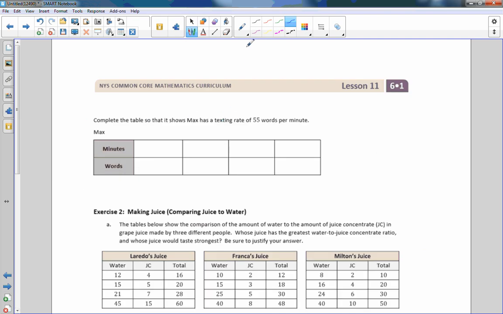Complete the table that shows Max's texting rate of 55 words per minute. So if it's 1 minute, 55 words. Add 1, add 55. 1 times 2, 55 times 2. Either way we look at it, we get the same value. And then 1, 2, 3, add 1, add 55. 110 plus 55 is 165, which is the same as 55 times 3. And then finally 4. Add 55 to 165, 5 and 5 is 10, 6 and 5 is 11, plus that carried 1 is 12, and 1 plus 1 is 2. So 220.